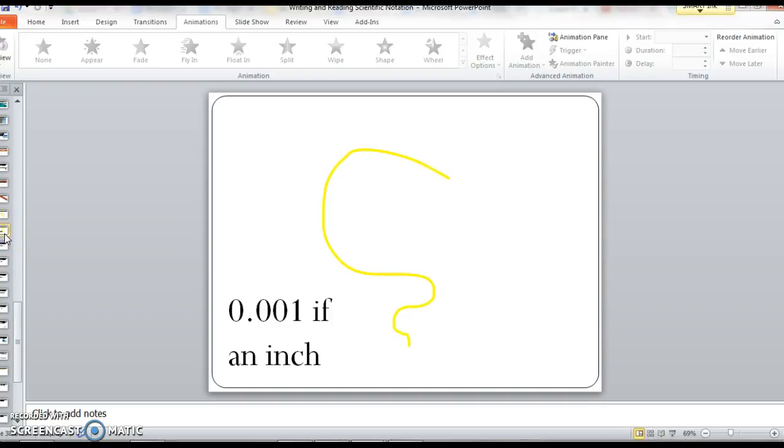0.001 of an inch to be exact. Let me change that real quick. So that's how small your hair is. It's 1/1000th of an inch. So 1/1000th of an inch is how thick your hair is. And we can also use scientific notation to write those numbers as well.